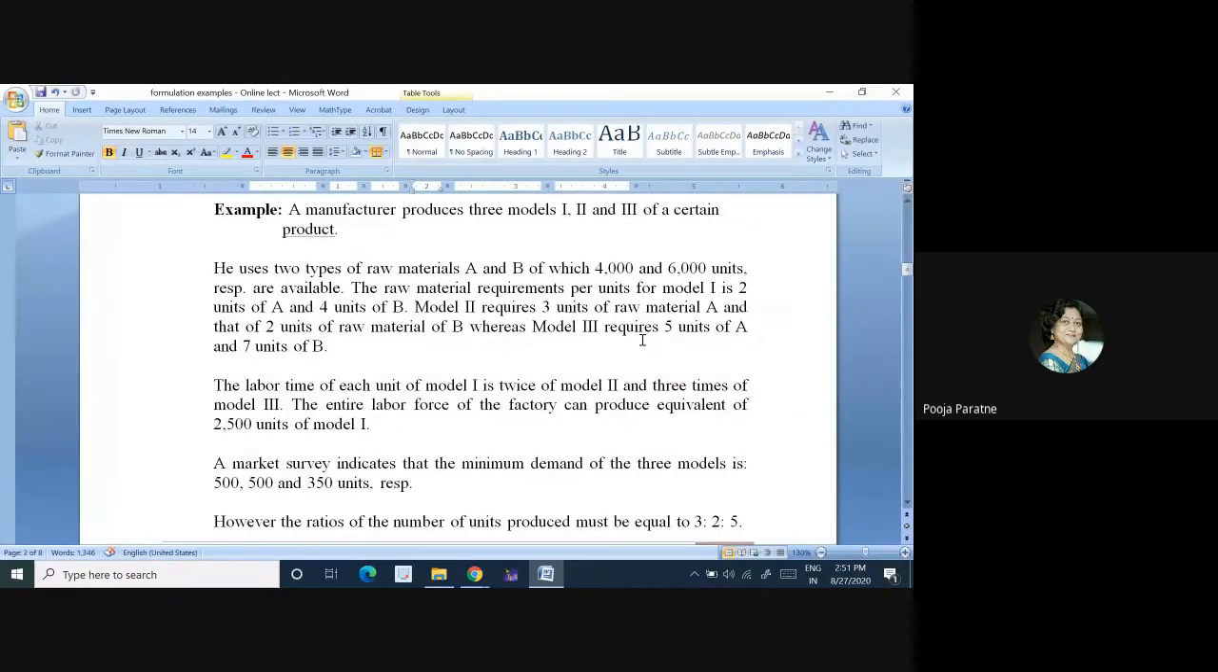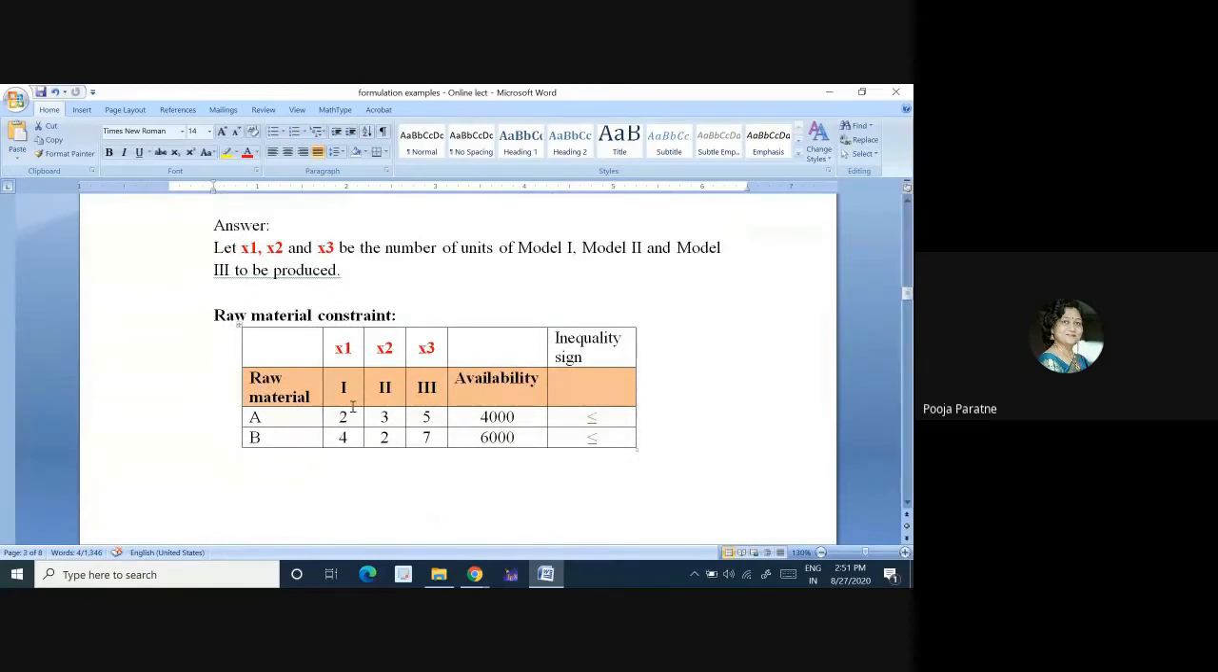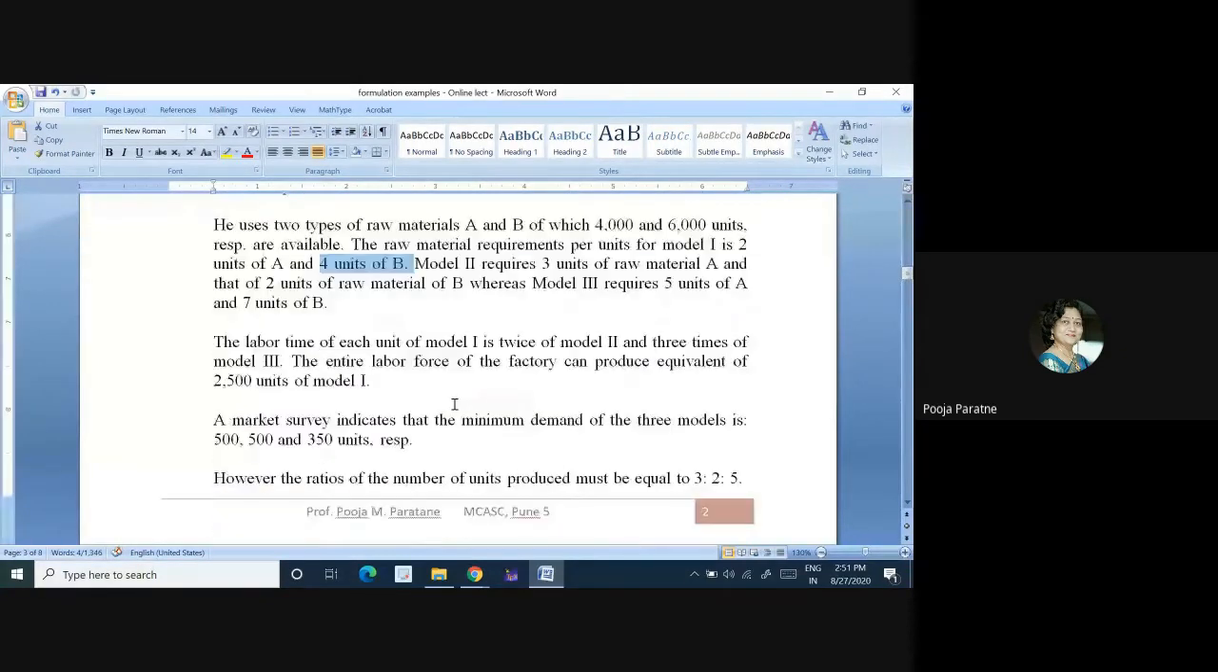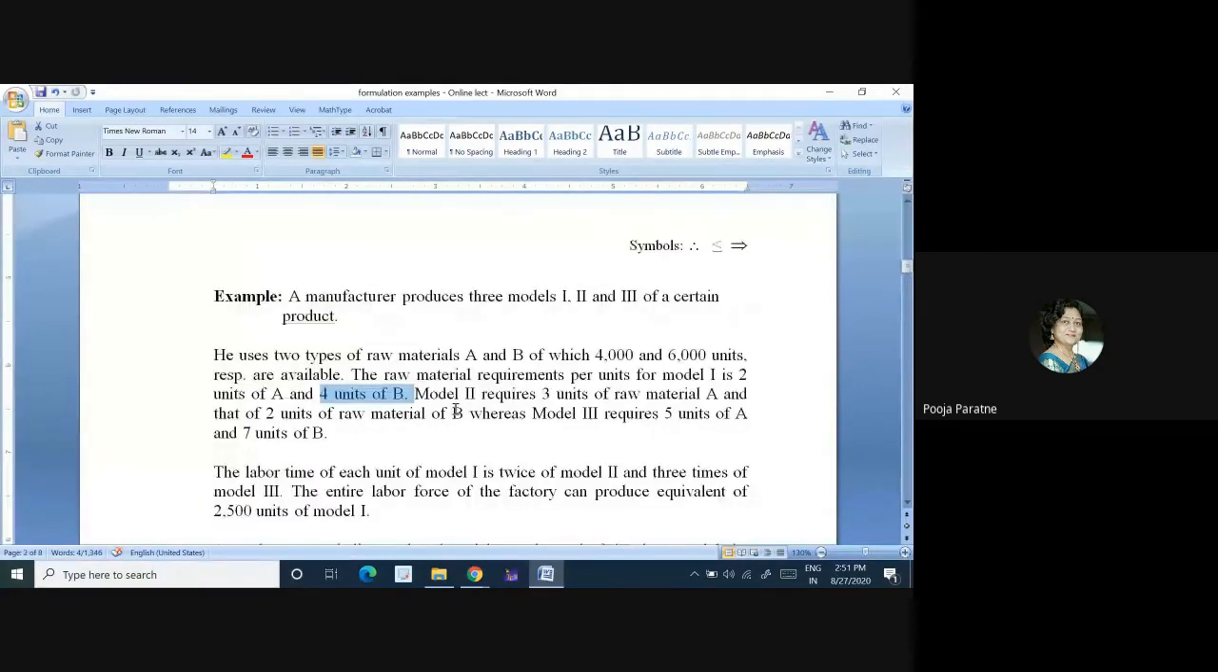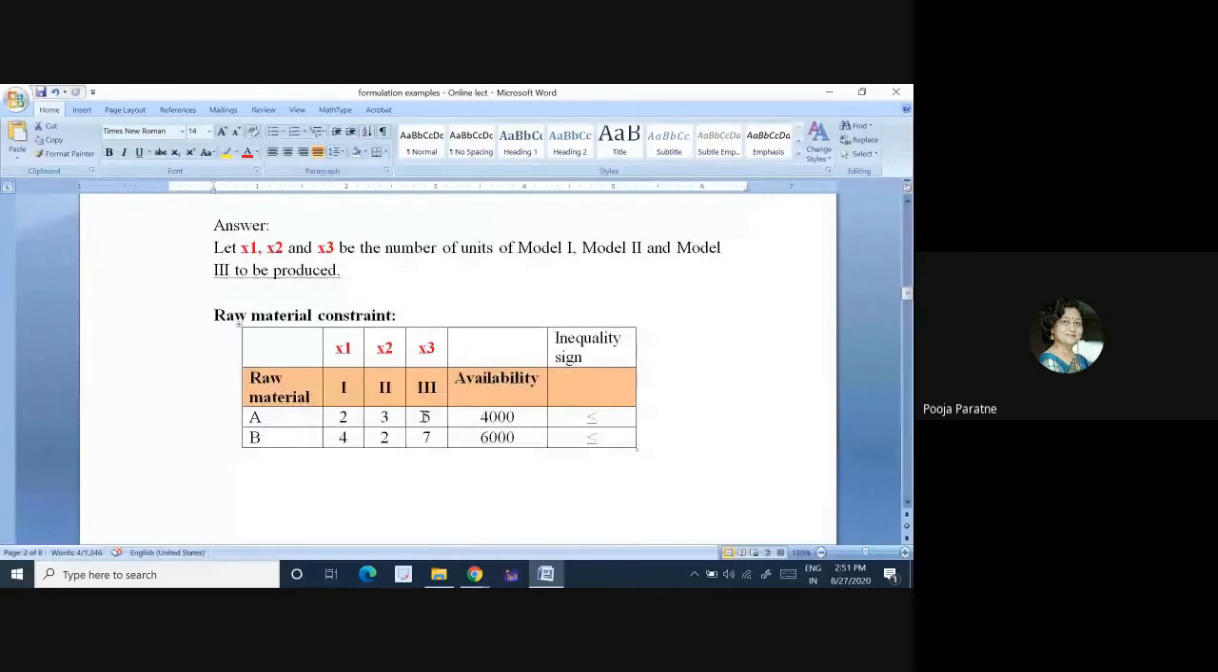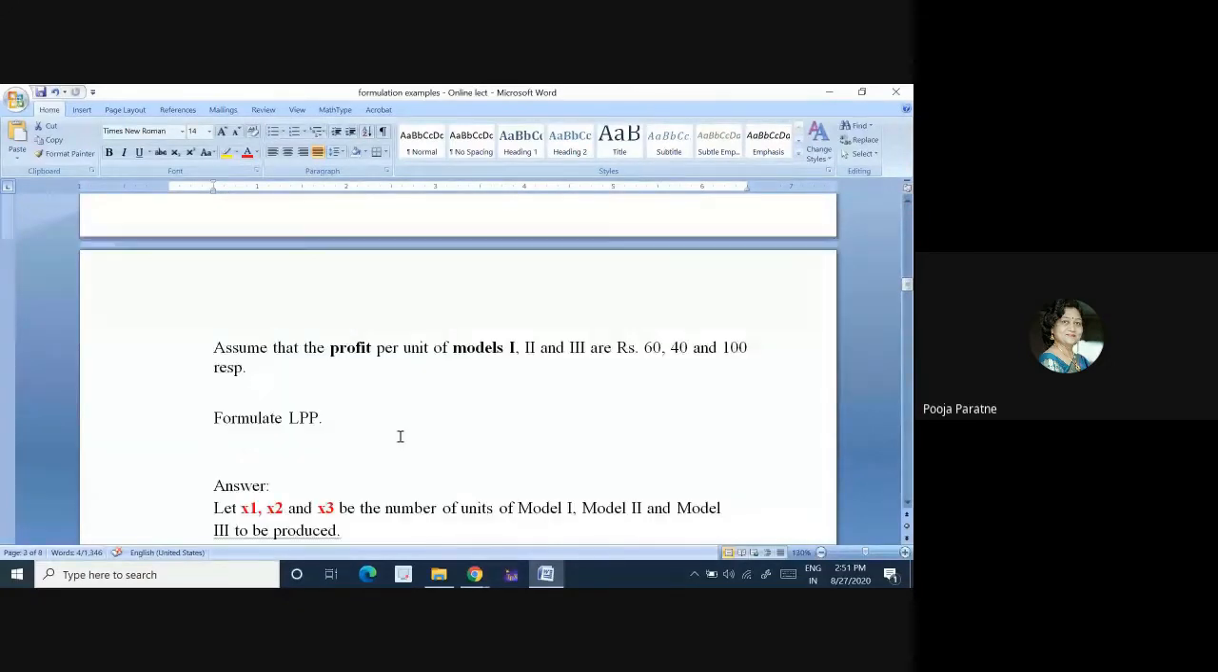I will show you that the raw material requirement per unit of model 1 is 2 units of A and 4 units of B. So that will be my first column. That is, the first column should be 2, 4, which is there. You can see here it is 2, 4. Now for model 2, it requires 3 units of A and 2 units of B. So 3, 2 will be my second column. Yes, 3, 2 is my second column.